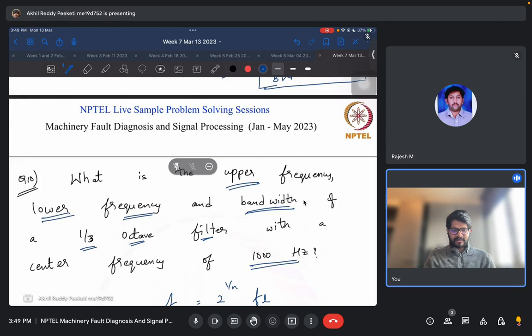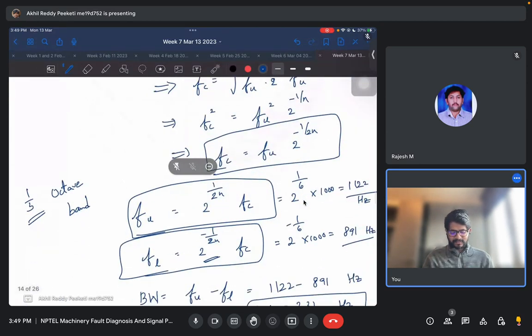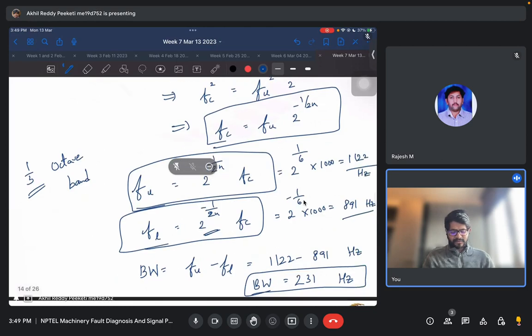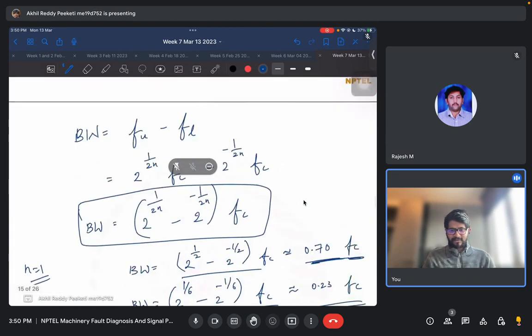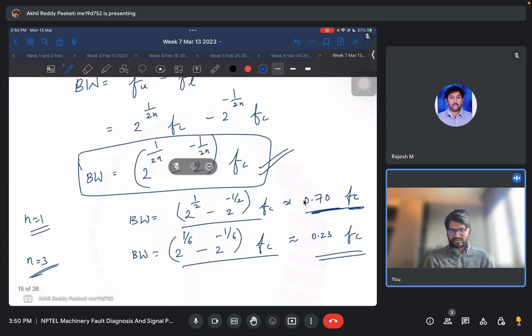In the next question we calculate everything in terms of the center frequency, if that is given. So there the upper frequency you can write in terms of center frequency as 2 power 1 by 2n times the center frequency, and the lower frequency is 2 power minus 1 by 2n times the center frequency. So there we got a direct relation for bandwidth in terms of the center frequency itself. If it is 1 by 1 octave band, it's just 70% of the center frequency, but if it is n equal to 3 octave band, it's 0.23 times the center frequency.